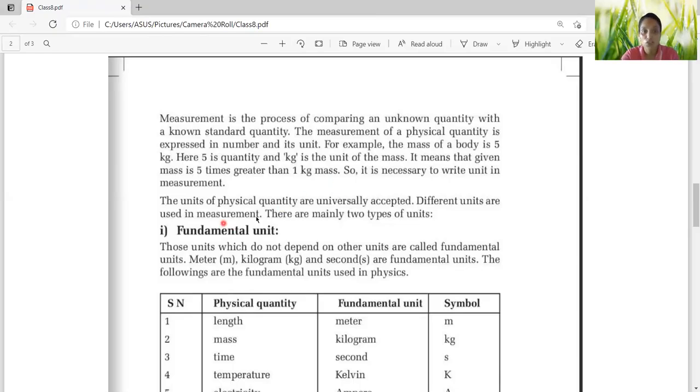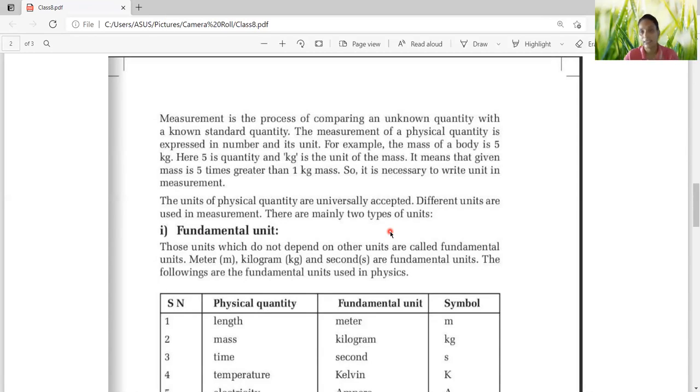The units of physical quantities are universally accepted. Different units are used in measurement. There are mainly two types of unit. Obviously, like two types of measurement, at the same time there are two types of unit. One is derived and another is fundamental unit.